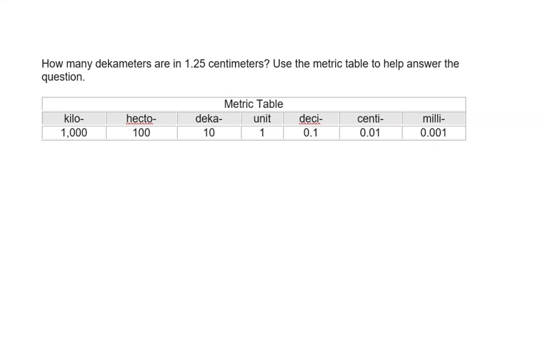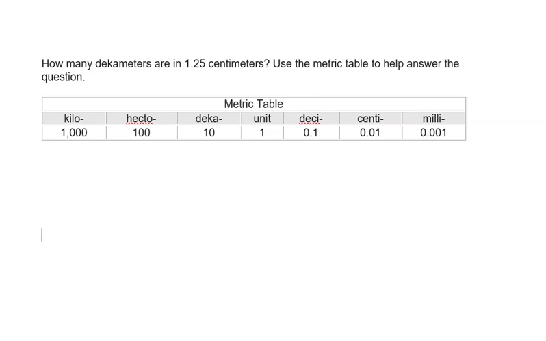Hi, in this video we're going to talk about how to convert units in the metric system. So we're given a metric table that represents kilo, hecto, and deca. Those are all metric units that are greater than 1 unit. And then we have deci, centi, and milli, which are all metric units that are smaller than 1 unit. So we're just going to talk about a strategy for how we can use the table to convert from one metric unit to another metric unit.